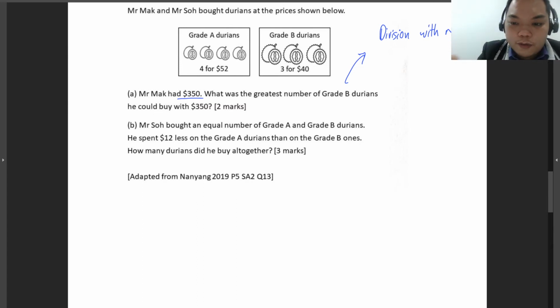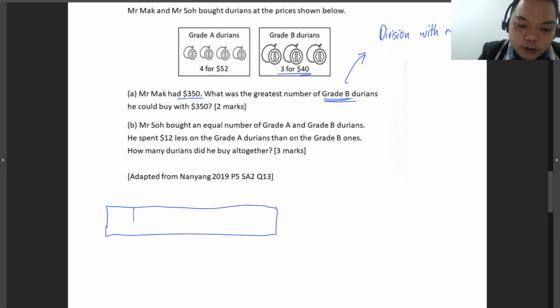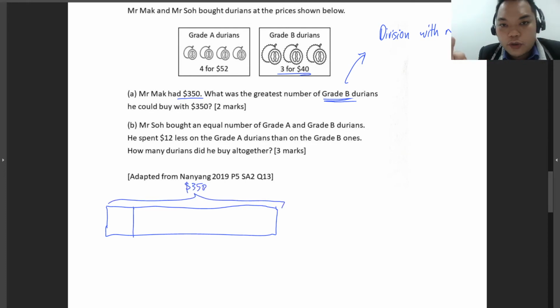What does this mean? If you have $350 and you want to purchase grade B durians only, grade B durians are selling at $40 for 3. So think of it this way: if your whole bar here represents $350, the question to ask yourself is how many $40 can you take away from this $350? So let's go by the fundamental reasoning. This will be $40 for 3.